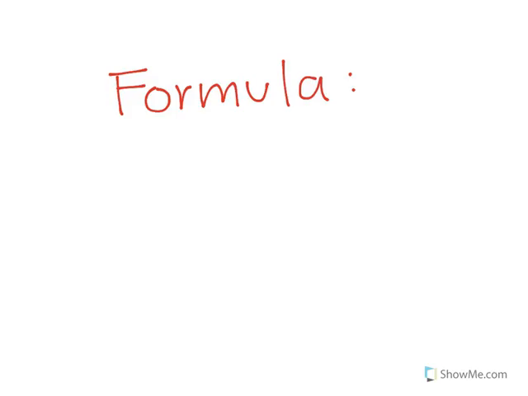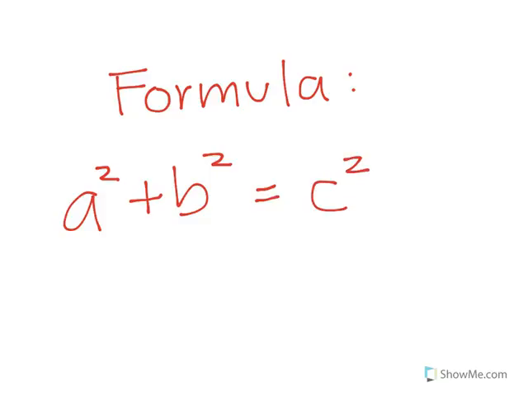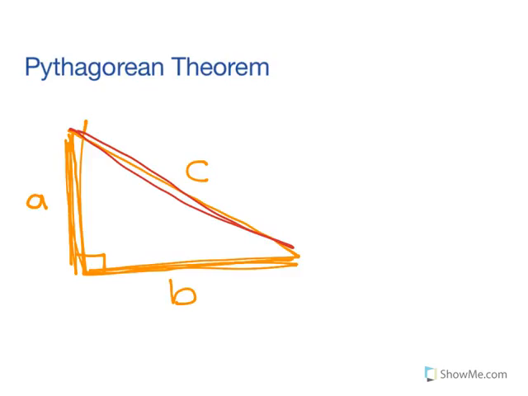So the formula for the Pythagorean theorem is a squared plus b squared equals c squared. The a and the b being the two legs of the triangle and c being the hypotenuse, as explained in the previous slide.